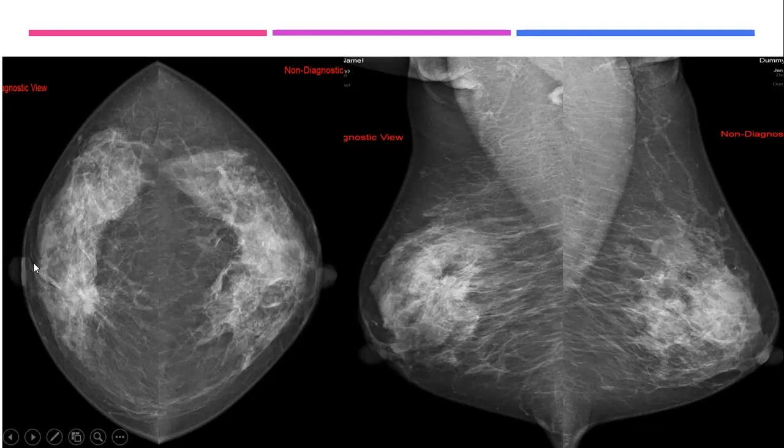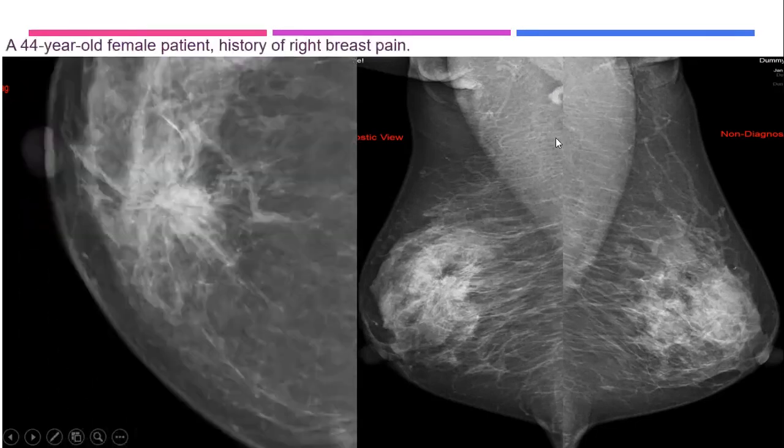Even here you can see a band-like density extending towards the nipple. And here there is fullness, more density compared to the contralateral side, and the skin is relatively slightly thicker compared to the contralateral side, and we could appreciate part of a lymph node. We could not further characterize it, okay?